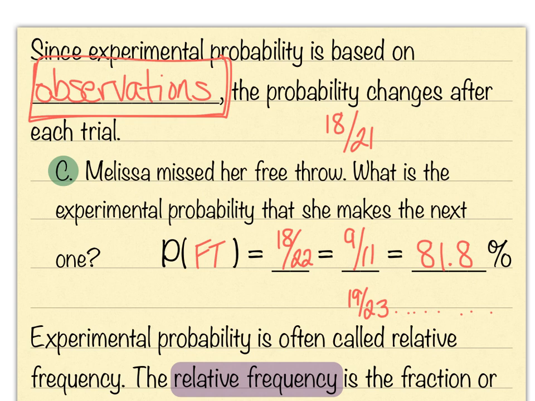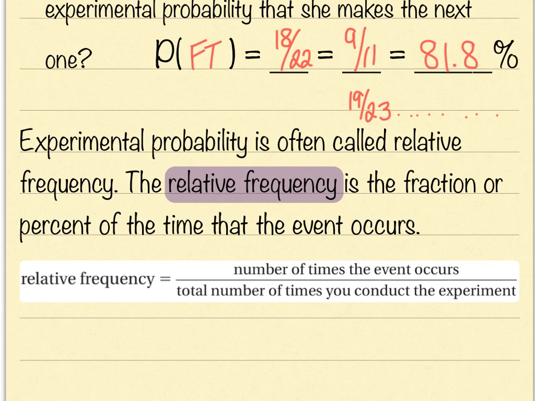Now, experimental probability is also called relative frequency. The relative frequency is the fraction or percent of the time the event occurs. So it's exactly what we've been doing. You're going to have some homework problems that ask you to find the relative frequency, and just remember that's the same as the experimental probability. Take the number of times the event occurred over the total number of times that the experiment was conducted.